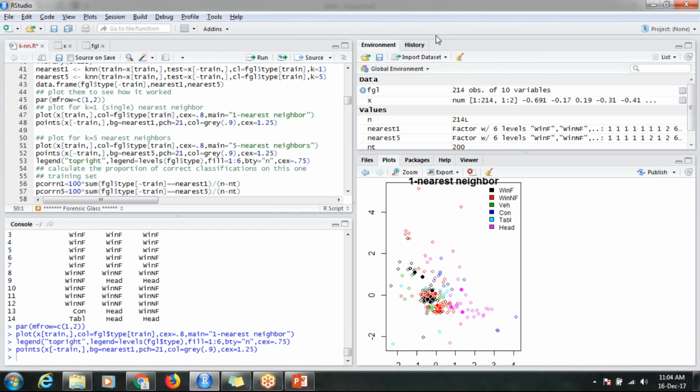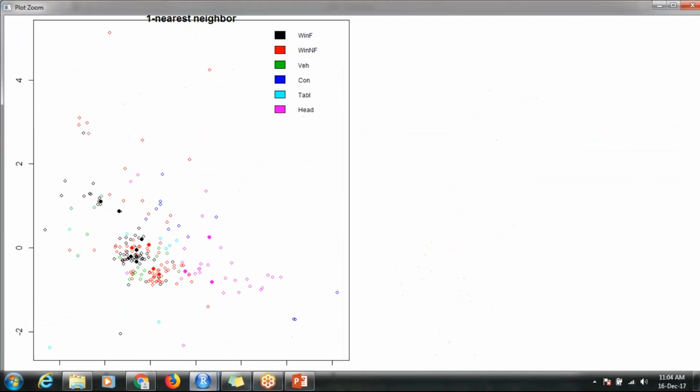Ankit, can you zoom this picture? Okay, okay. Sorry, sir. I'm extremely sorry.